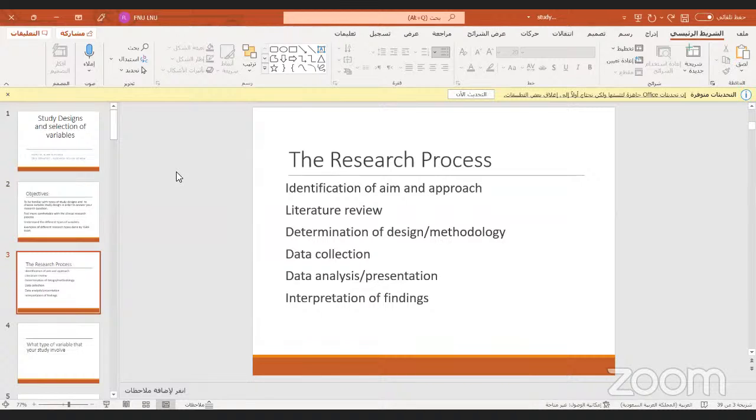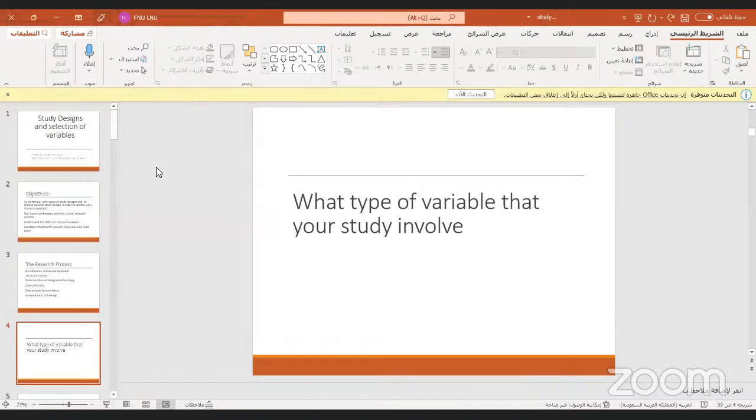Okay, previously the research process was mentioned last week, starting by identifying your aim, approach and objectives, going through the literature review, and then determining your design, and then going through the data collection and analysis, and finally interpreting your findings.